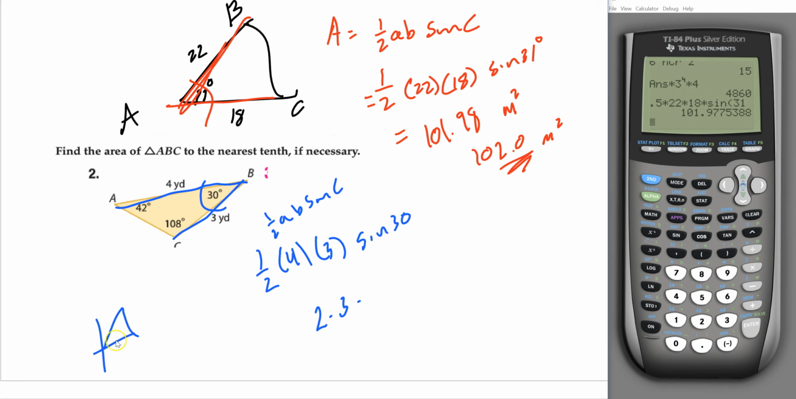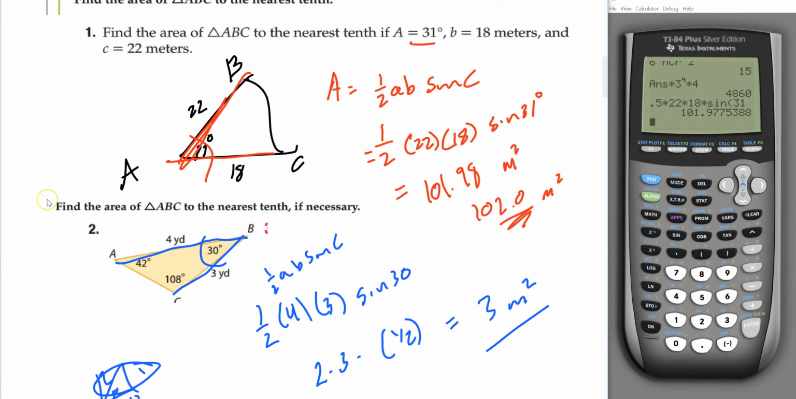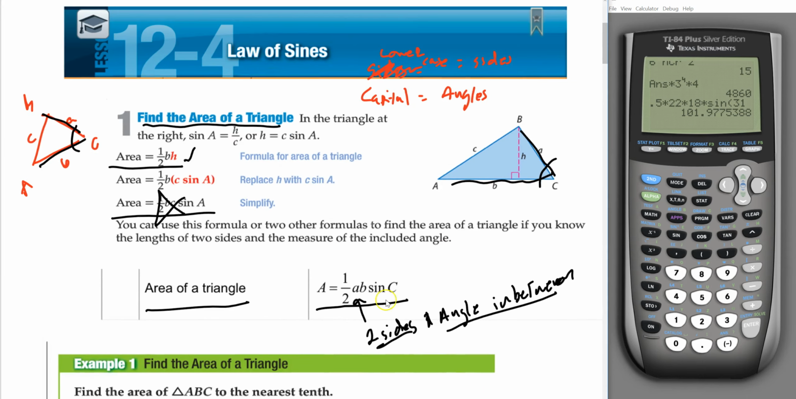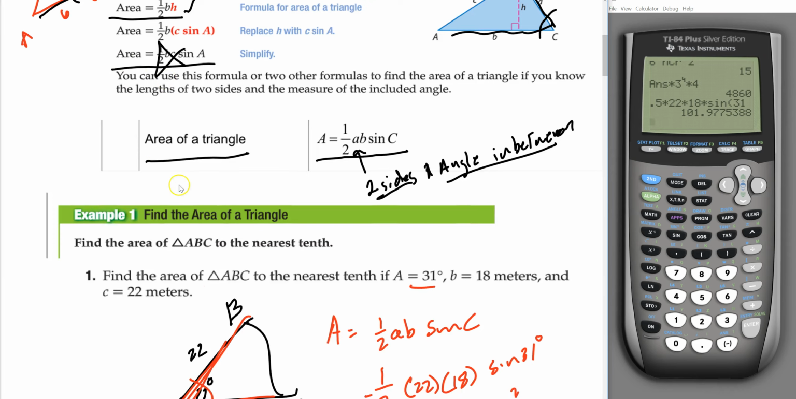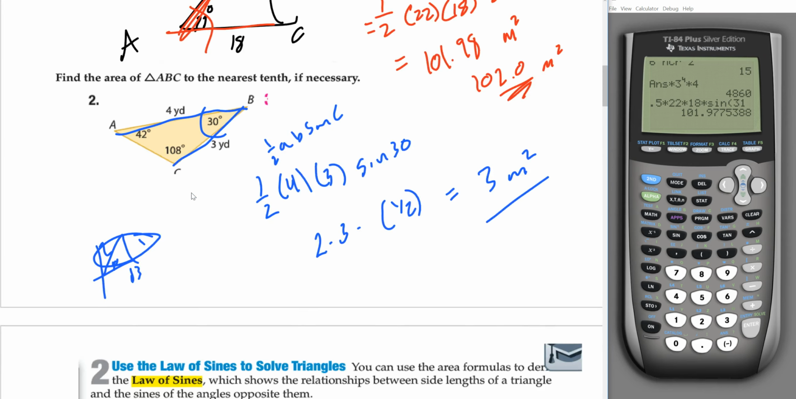We know a 30-degree triangle. It's 1/2, if you haven't memorized that by now. So I just get 3 meters squared. You can also put it in your calculator if you want. So that's the area of a triangle, right? Key thing to keep in mind, it's any two sides and an angle between. That's how I find the area of a triangle. And don't forget, the base-times-height formula still works. You just need a height. You're not getting the height much anymore.